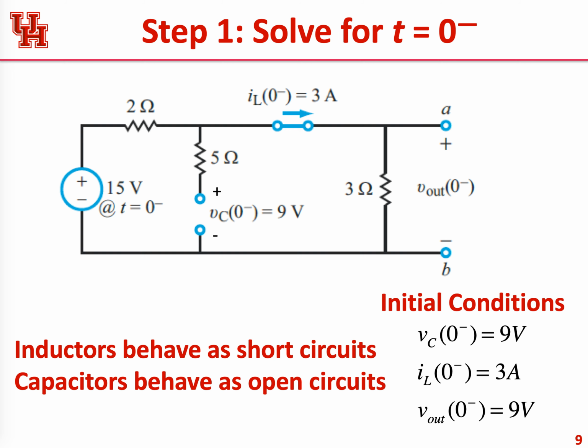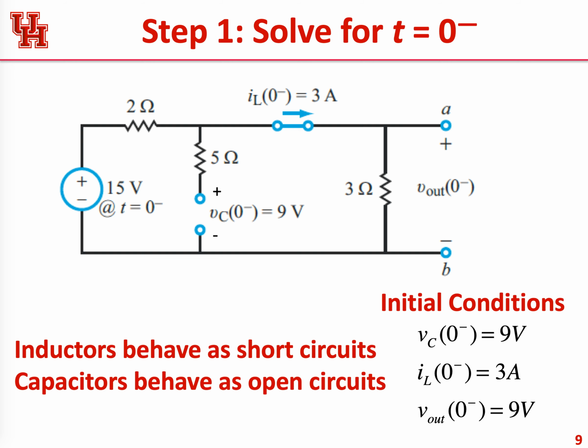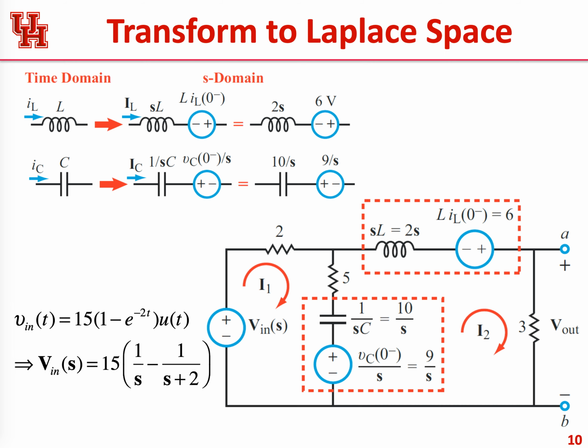And then the next thing we're going to do is go back and look at this inductor, which was 2 Henry. So this is going to become 2S. It's SL, so this is going to become that. And then we're going to put a sort of voltage source, which is wired backwards. So we're going to have a minus sign here and a plus sign here. And that's going to be L times the initial current. The initial current was 3 amps, as we just found, and the inductor is 2, so this initial voltage is going to be 6 volts.